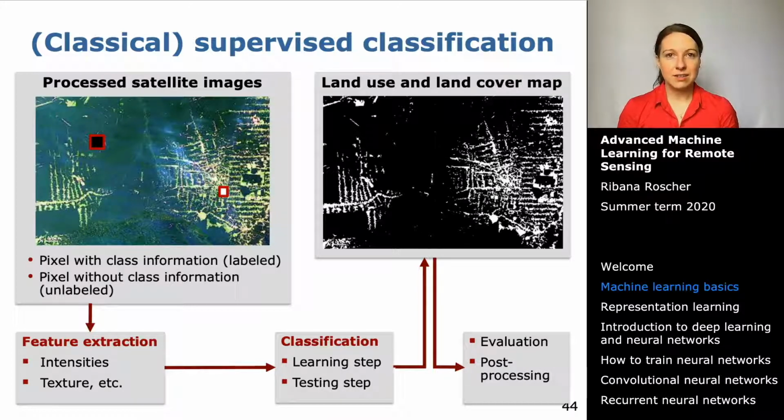In the classification step, you first learn a classification model, and then you take the learned decision boundary and apply it to the test data. In the test step, the testing data is assigned, based on this learned decision boundary, to classes which you defined before. And in the end, you end up with, for example, a land use and land cover map, where each pixel is assigned to one class. In order to evaluate how good your model is, you also do an evaluation step with some performance measures, and you can do some post-processing too.